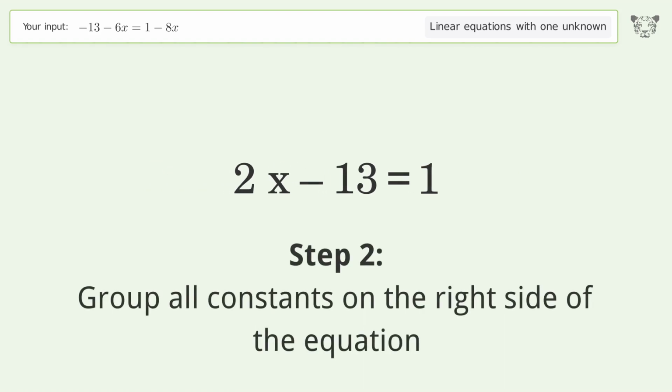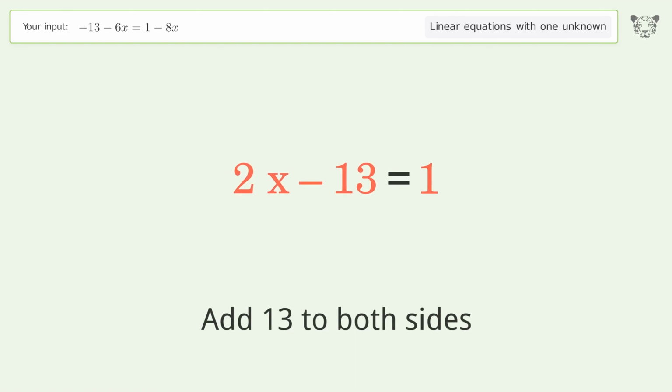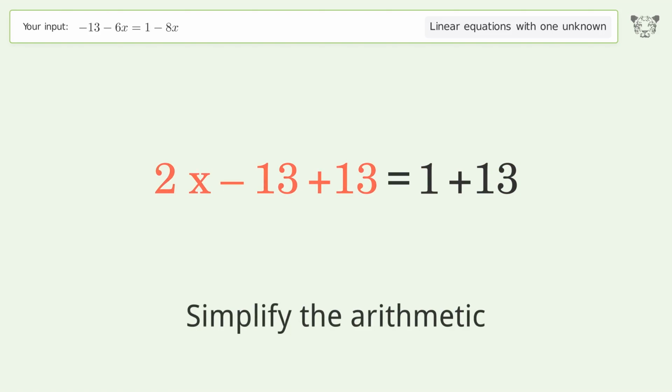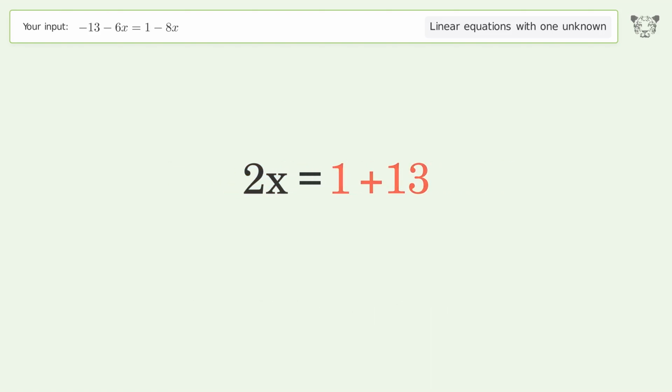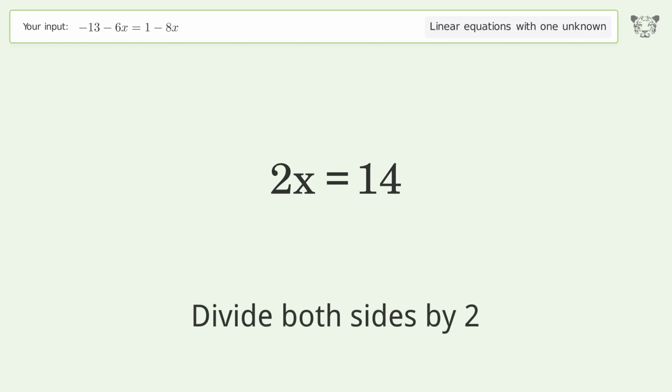Group all constants on the right side of the equation. Add 13 to both sides. Simplify the arithmetic. Isolate the x. Divide both sides by 2.